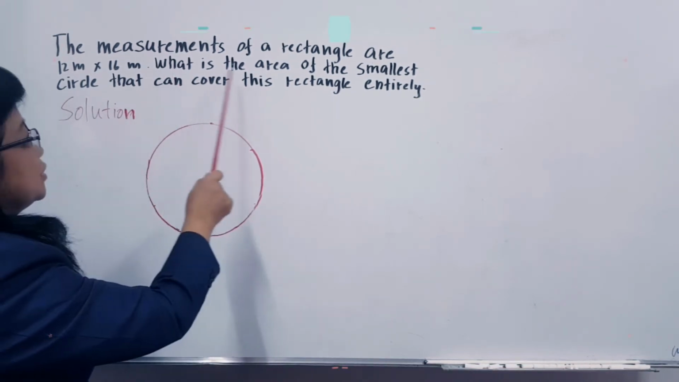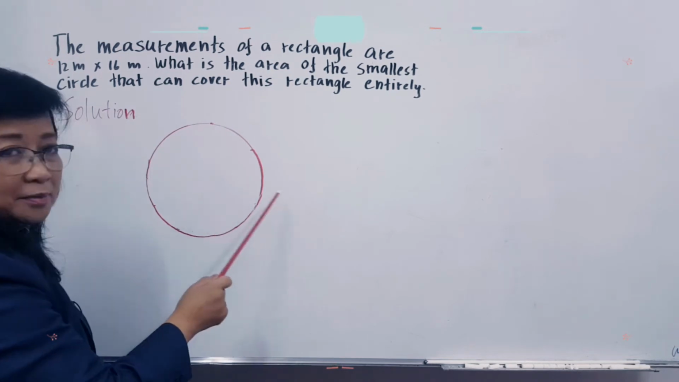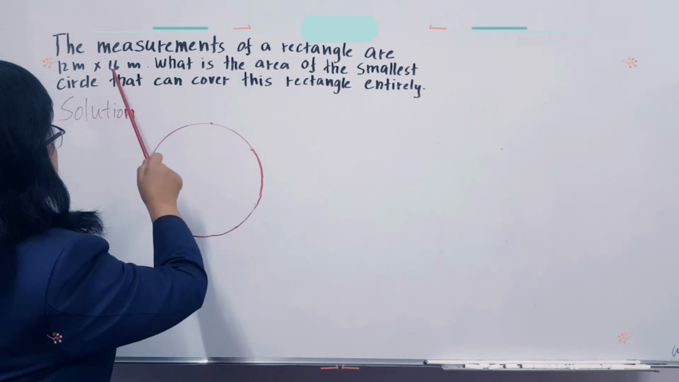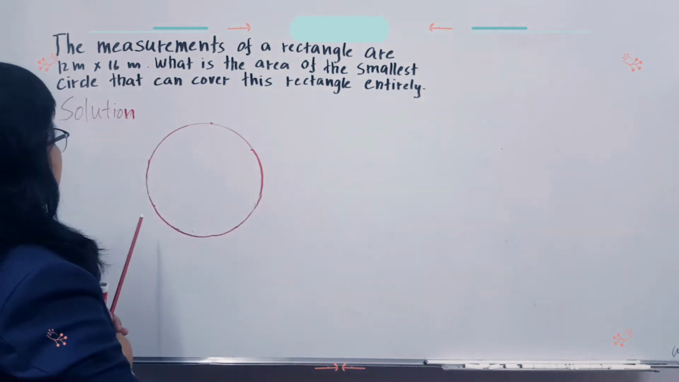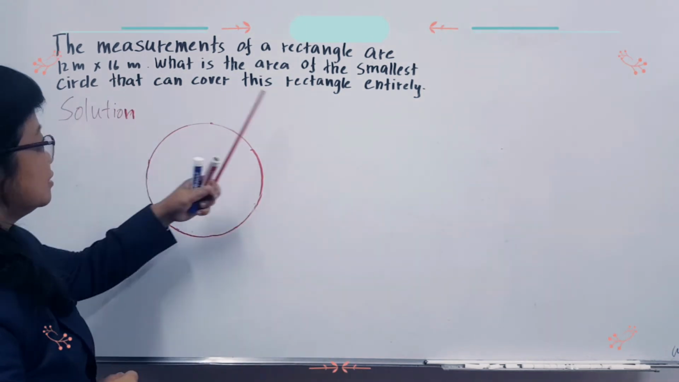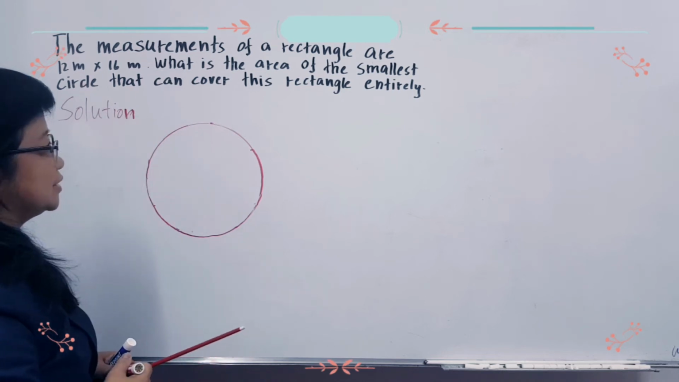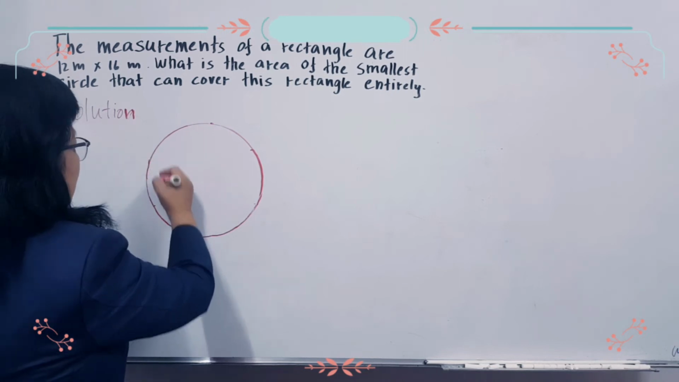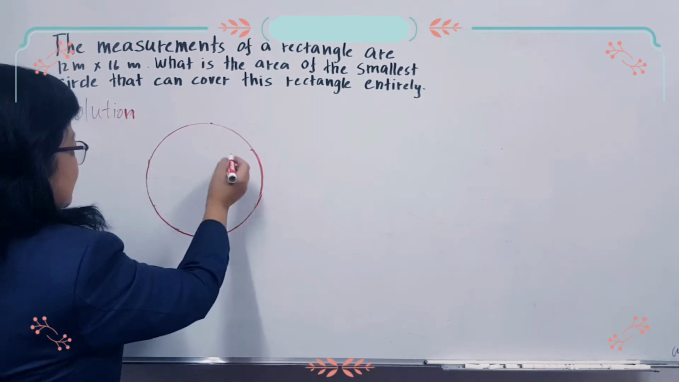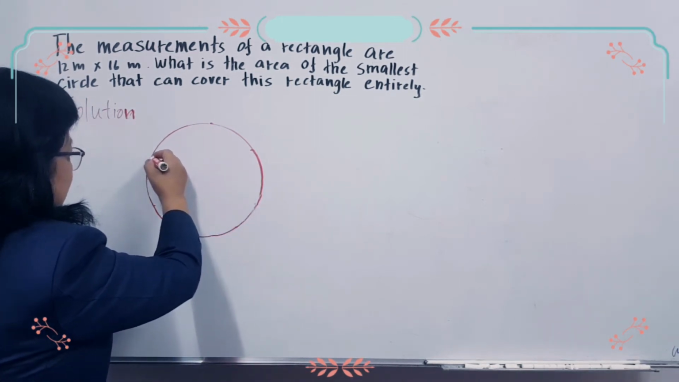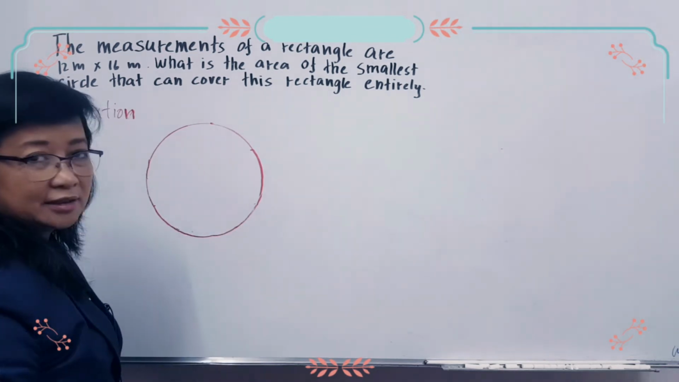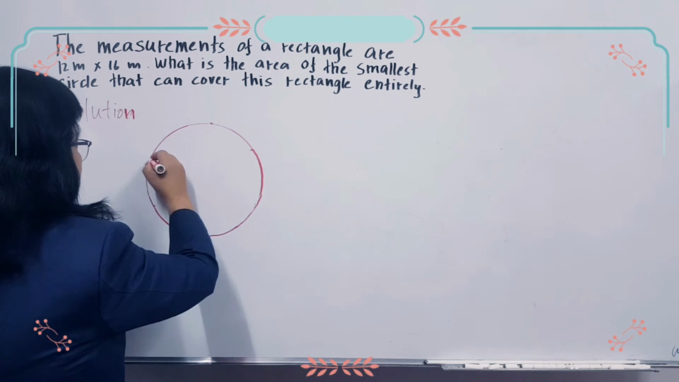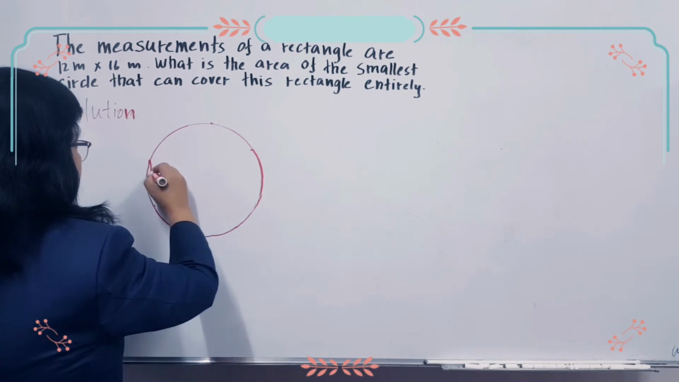You see there the measurement of a rectangle. So if we have the circle, and it states here that the measurements of a rectangle are 12 by 16 meters, what is the area of the smallest circle that can cover this rectangle? Now I am supposed to draw the rectangle first, but because I want the circle to be perfect, I draw the circle first.